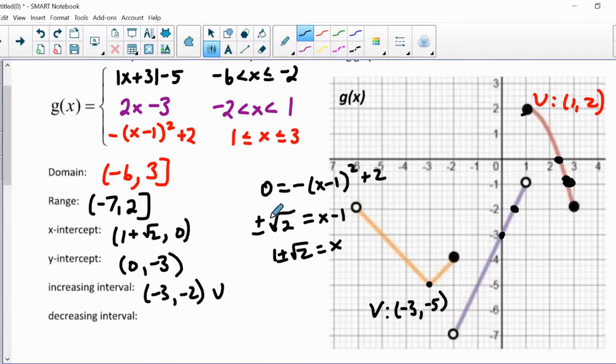And from -2 to 1, and that's it. And then I'm decreasing from -6 to -3 and 1 to 3. So remember, that's from left to right.